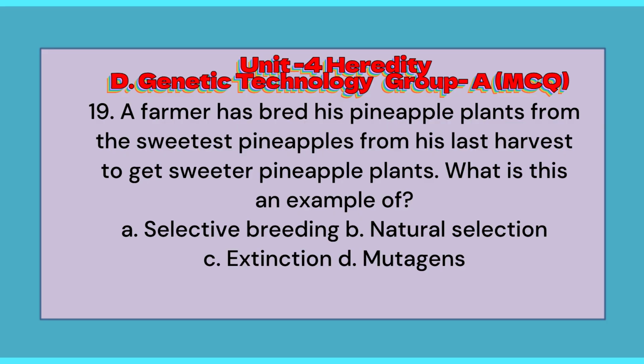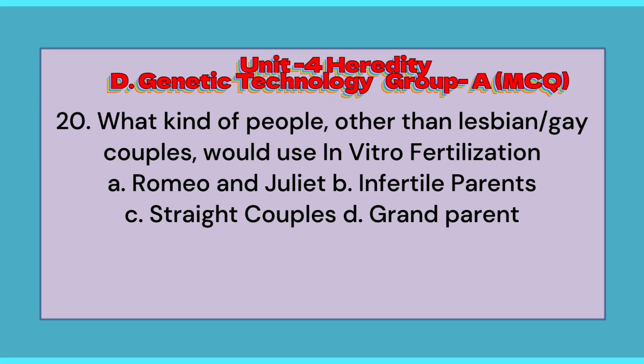19. A farmer has bred his pineapple plants from the sweetest pineapples from his last harvest to get sweeter pineapple plants. What is this an example of? A. Selective breeding. B. Natural selection. C. Extinction. D. Mutagens. Correct answer: A. Selective breeding.